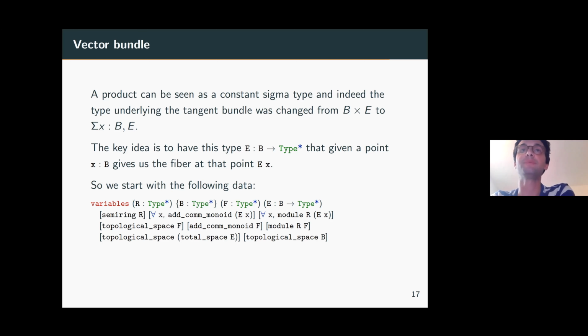So the idea behind this is to have a map that goes from the base space into a universe of types, and for each point of the base space gives the fiber at that point, and to talk about vector bundles through this map. This map contains all the data, and from this map you can reconstruct the total space and the projection of the vector bundle. And the idea is that you want to talk about vector bundles which are formalized in this way through this map.